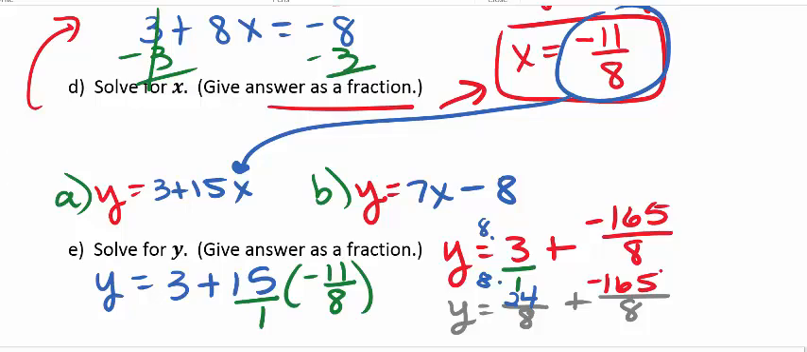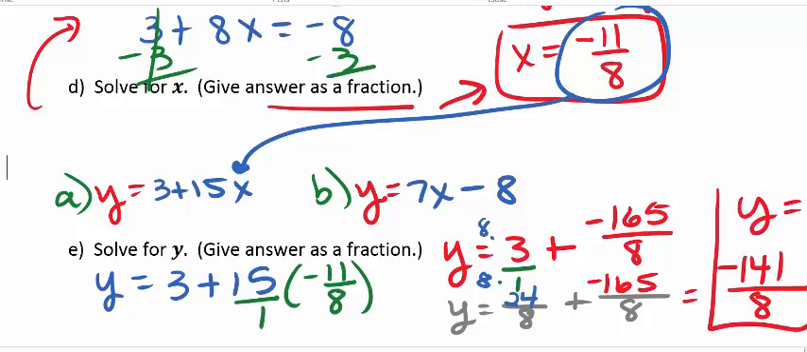Now, when adding fractions, you keep the denominator the same. So both denominators here are 8, so we keep that the same, and we just go ahead and add the numerators. So 24 plus a negative 165 is going to be a negative 141. Therefore, y is going to equal negative 141 over 8. And now I have solved both for x and for y.